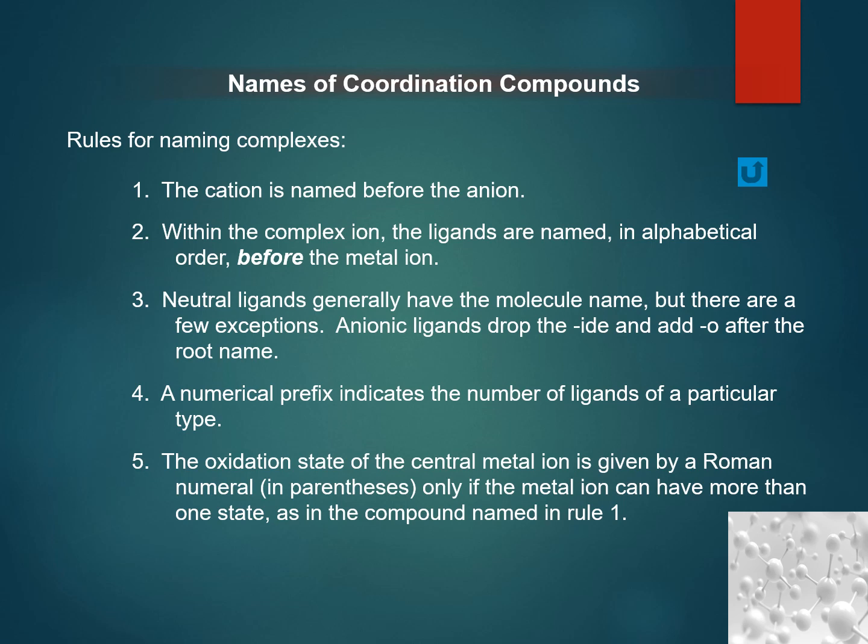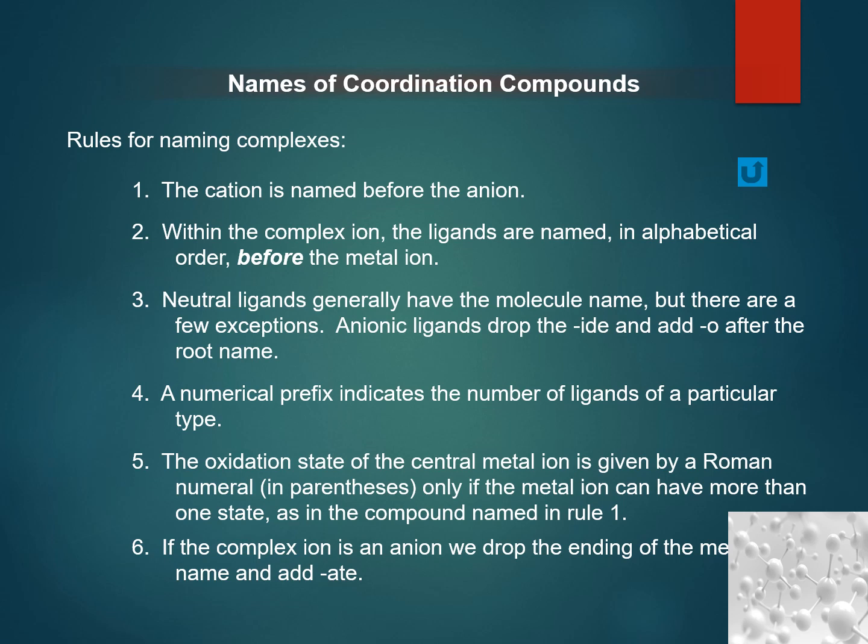Some rules for naming the complex ion. The cation is named before the anion. Within the complex ion, the ligands are named in alphabetical order before the metal ion. Neutral ligands generally have the molecule name, but there are a few exceptions. Anionic ligands drop the IDE and add O after the root name. A numerical prefix indicates the number of ligands of a particular type. The oxidation state of the central metal ion is given by a Roman numeral, only if the metal ion can have more than one state. If the complex ion is an anion, we drop the ending of the name and add ate.